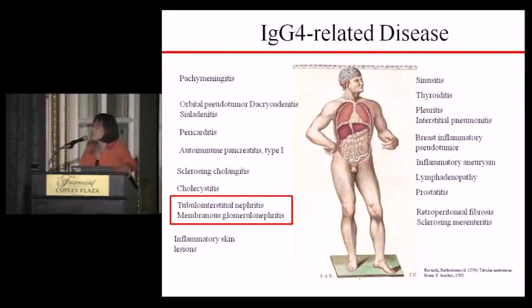Okay. Let's just talk a few words on IgG4 related disease. You should know about this disease, okay? It is a systemic disease, involving multiple organs. If it's involving the kidney, its pattern usually is a tubular interstitial nephritis or membranous glomerular nephritis.